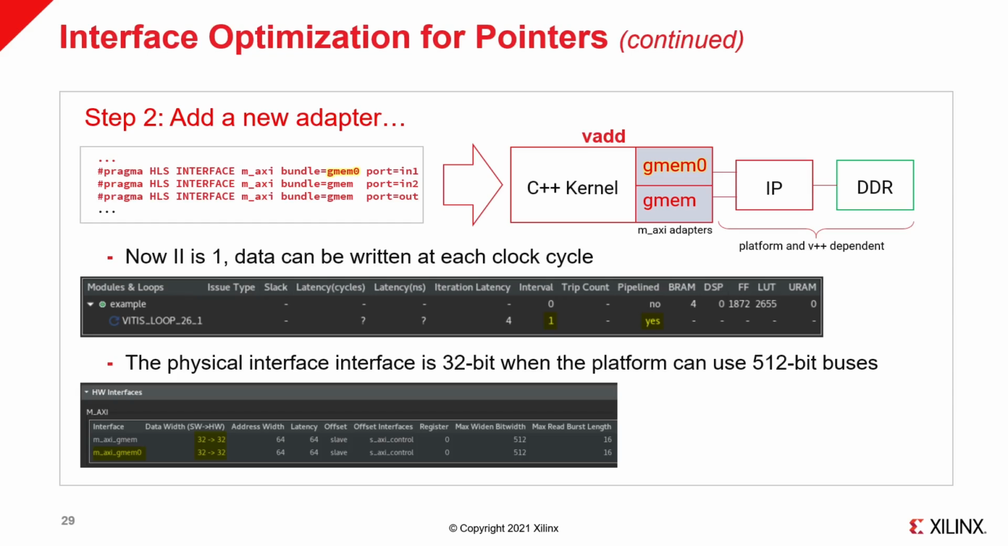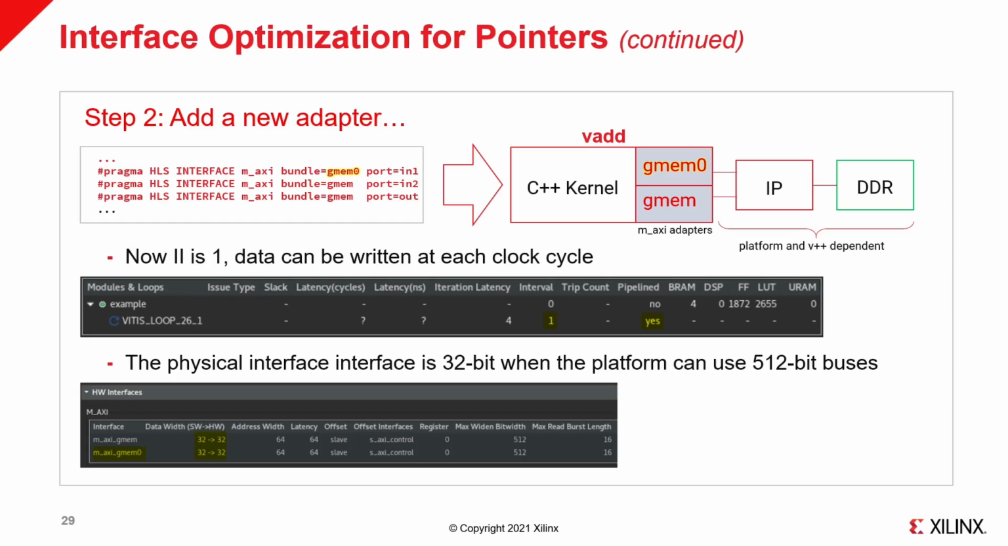The physical interface is 32-bit, which is only natural since we are using integers, but suboptimal when you consider that the hardware platform might use much larger buses. For example, in the case of Alveo, these buses can be as wide as 512 bits. So why couldn't the platform enlarge to 512 by itself?